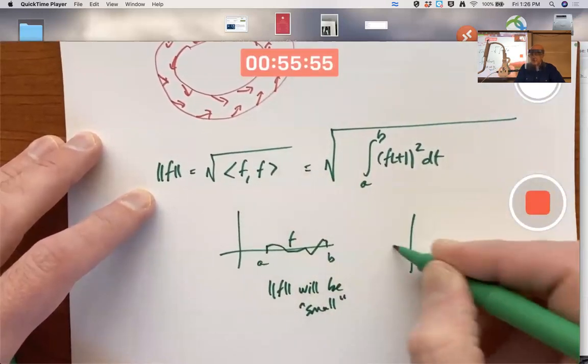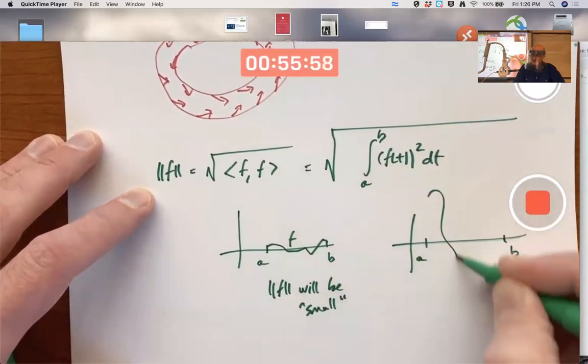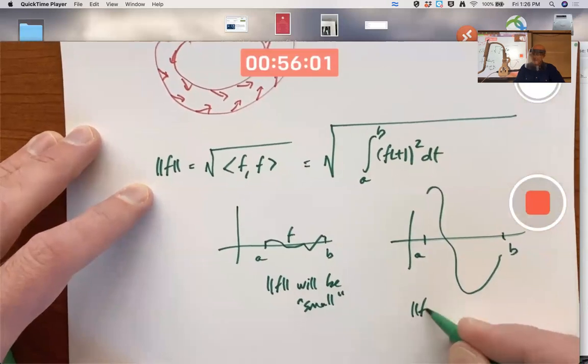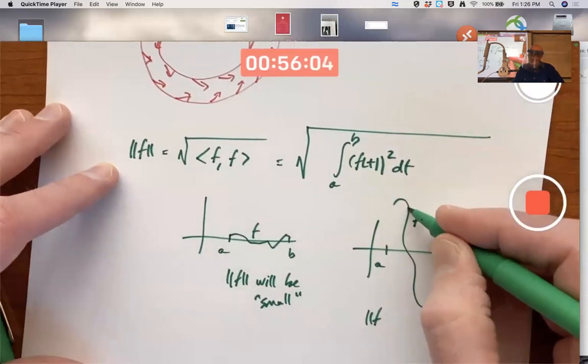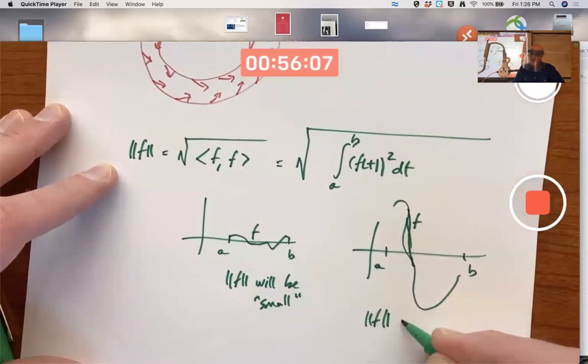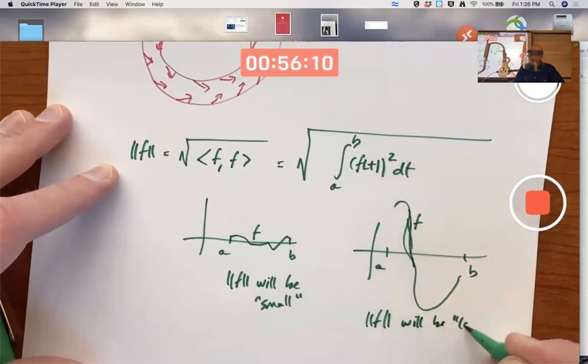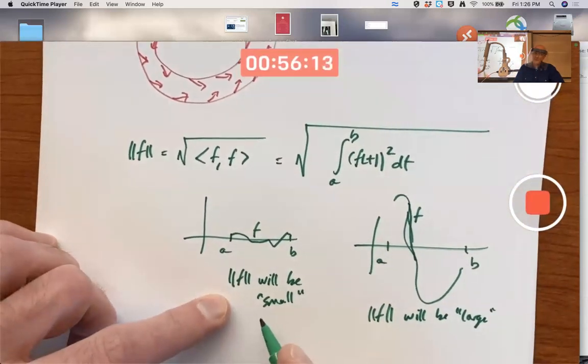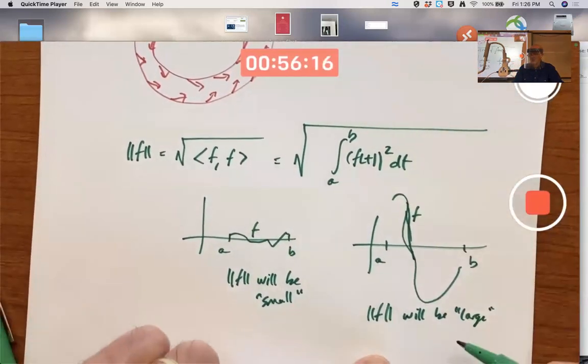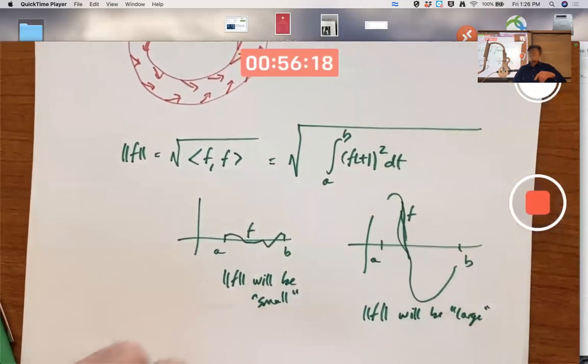On the other hand, if the graph goes far away from the axis, then the norm of this function, oops, didn't pass the vertical line test there. The norm of that function will be large, because it'll be small over here because this integral will be small. And it'll be large over here because this integral will be large. So you can think about these things intuitively. It's not just completely pulled out of thin air, is what I'm trying to get across. There are good reasons to think of norms in this way and inner products in this way and distances in this way.